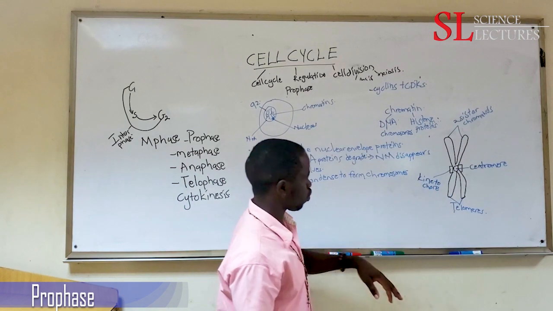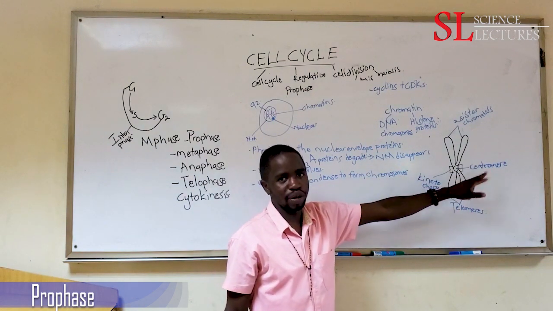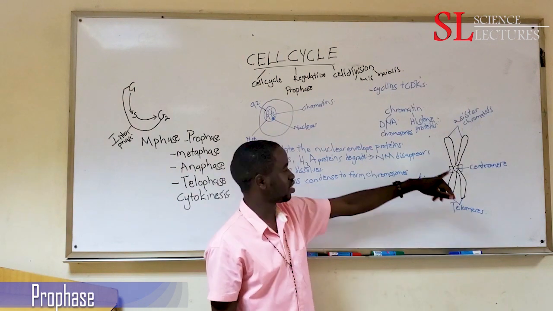Telomeres. I repeat, in between the chromosome, we have what we call a centromere. Then at the end of the chromosome, we have the telomeres.